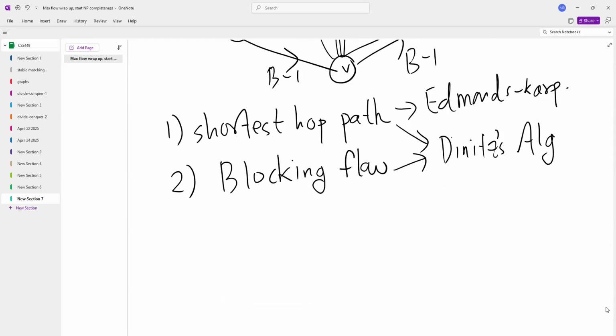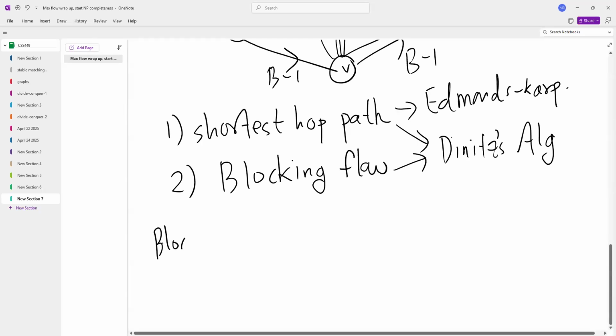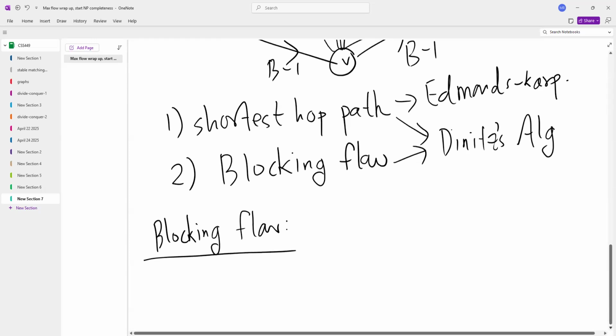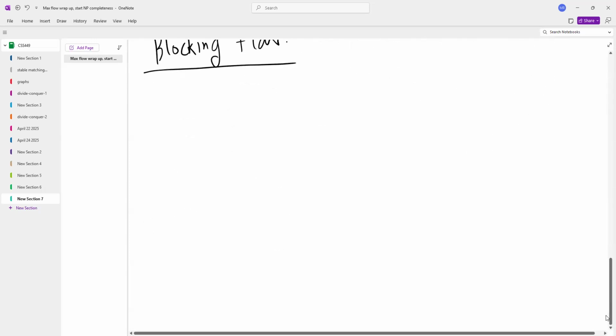So the blocking flow is the construct that is used in Dinic's algorithm. Okay, so let's talk about what a blocking flow is. And the algorithm will be much clearer when you actually go through an example. But I'm going to try to define it first.